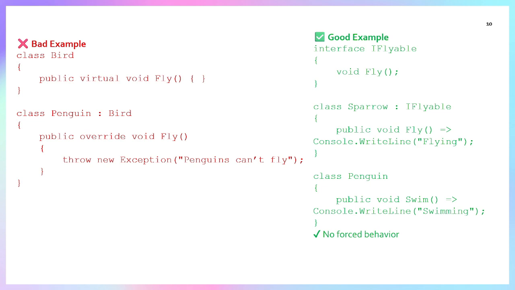Liskov substitution. As you can see, public virtual Fly, and then we are using Bird. A bird cannot fly if the penguin bird is there, right? We are overriding the virtual method, but it can't fly, right? Here you can see public void Fly for Sparrow, Console.WriteLine flying. Yes, it will fly. Public class Penguin, public void Swim, Console.WriteLine swimming. So no false behavior, right? This is the Liskov substitution principle.